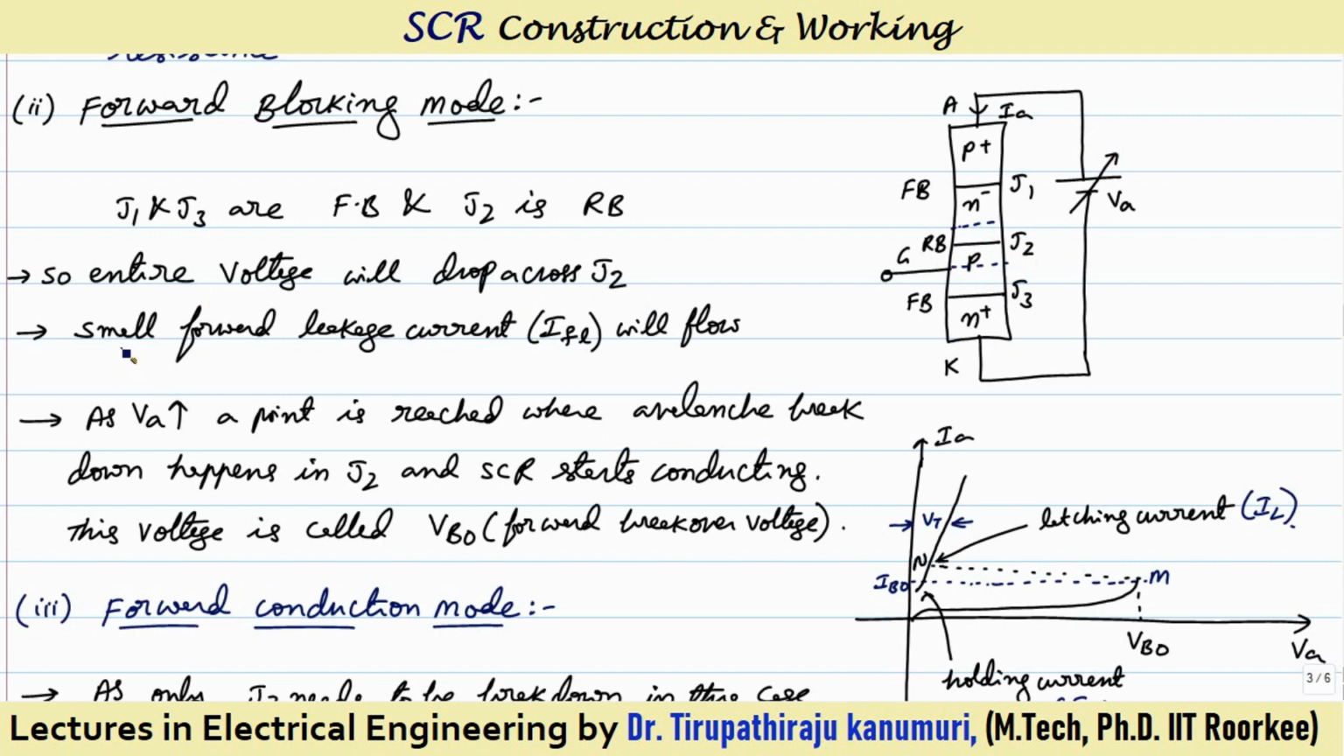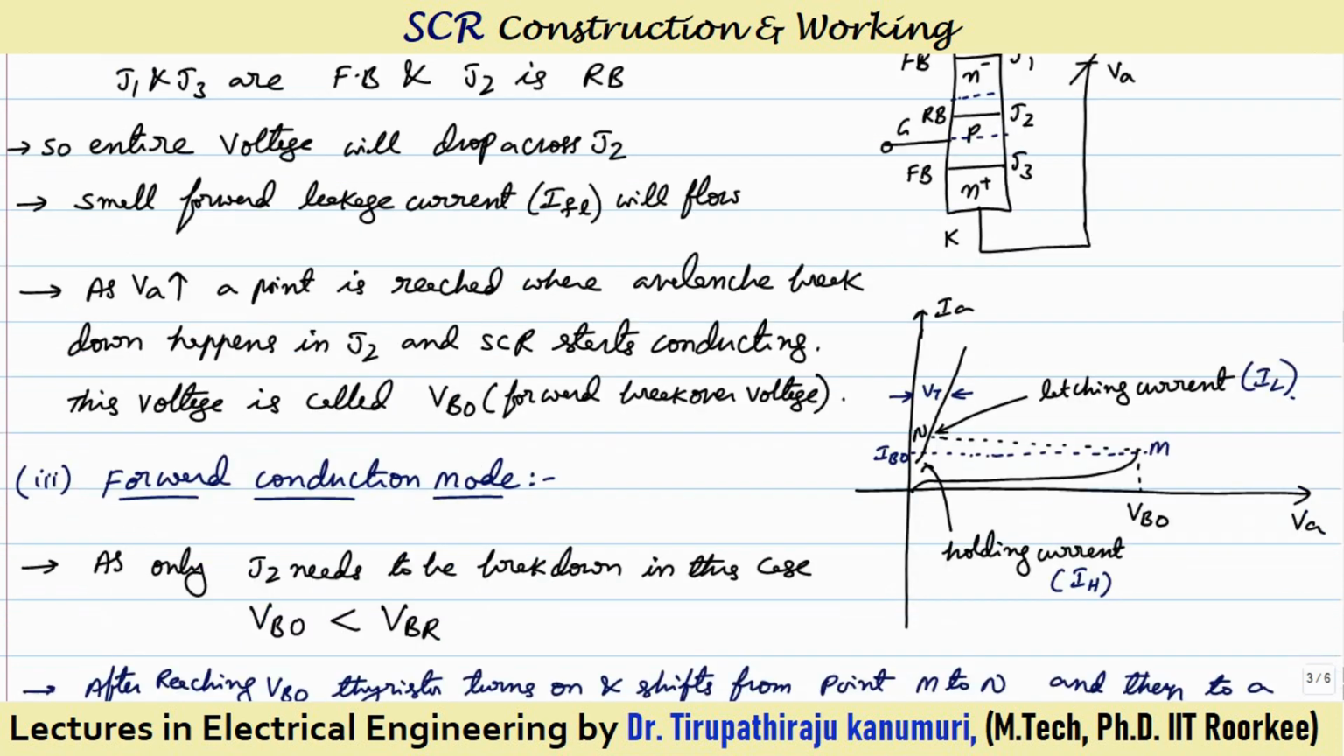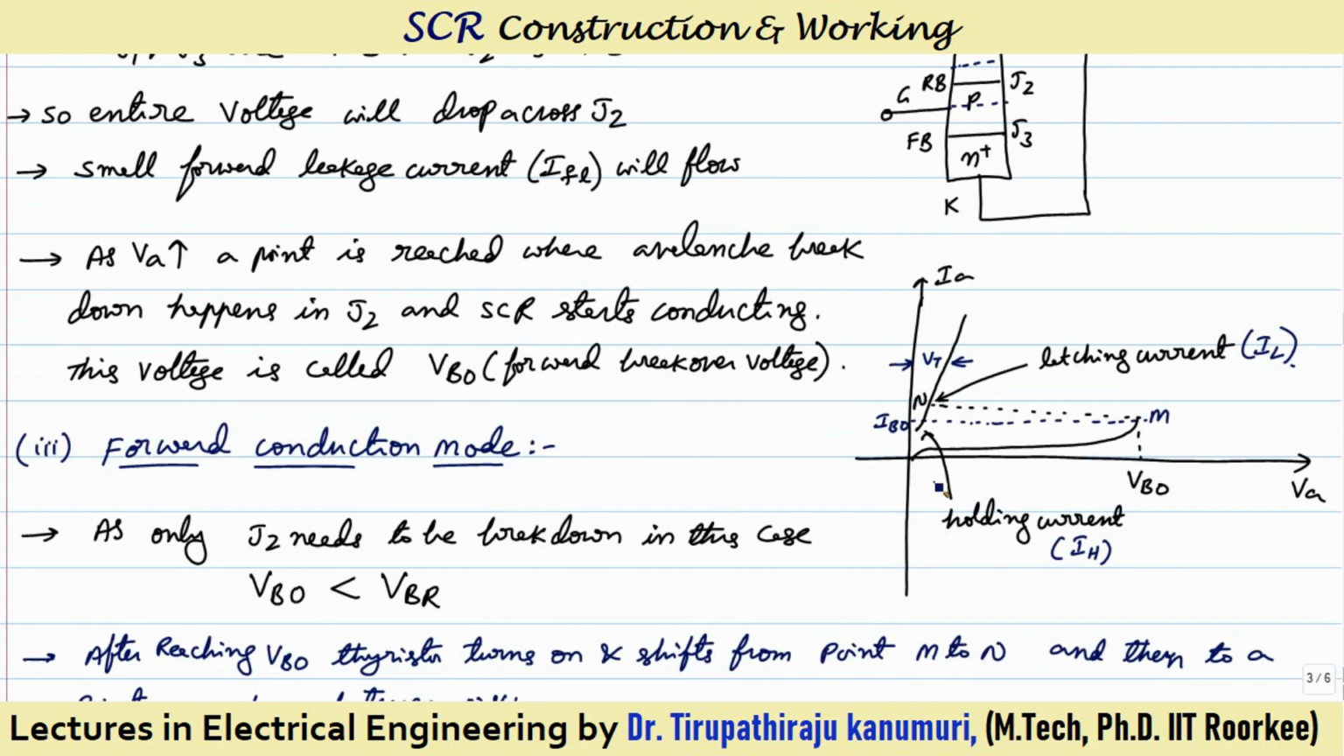Because of this, a small forward leakage current will pass, because it is current passing under forward bias condition, and that is leaking. That's why this is called forward leakage current. You can see here, as the voltage increases, the forward leakage current goes on increasing. As the voltage is increased, the barrier width goes on increasing, and a point will be reached where the barrier will break down, which we call avalanche breakdown.